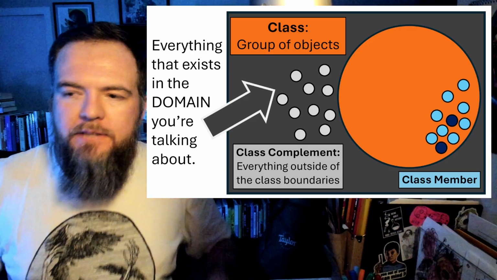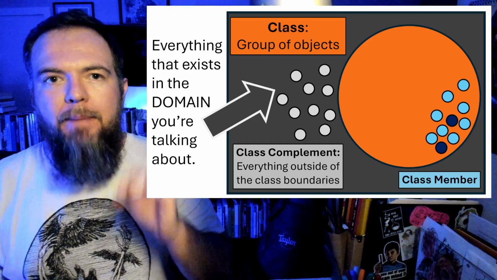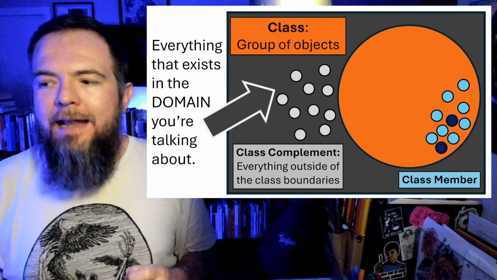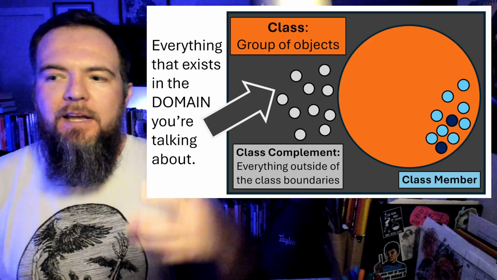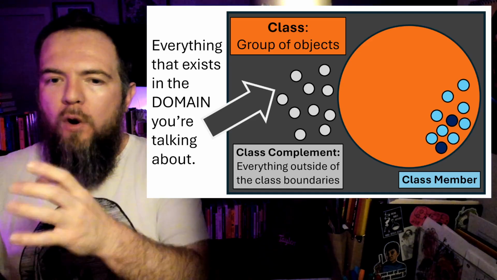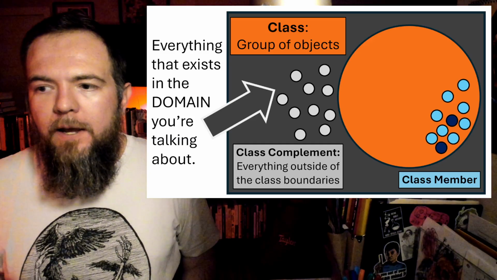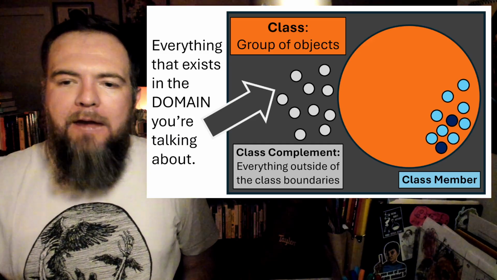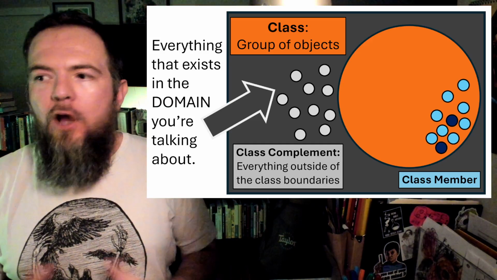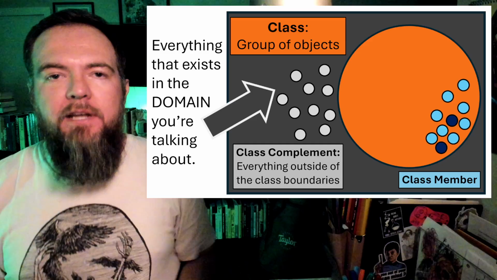Okay, so here's a little diagram. Generally speaking, whenever we're thinking about defining something, what we're doing is defining a class of things. Now this is leaning very heavily into the extensional definitions, but the orange circle there represents a class of objects. The big gray rectangle is just the domain, the overall scope of things, everything that exists in the context of what you're talking about.